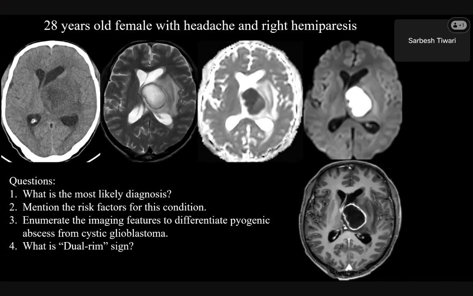What is a dual rim sign? And on which particular sequence are we supposed to comment on a dual rim sign? Inner high, outer low, DWI. Okay. Then anybody else? On GRE or on the SWI. So the sign was first described on a SWI sequence. Okay. Can anyone tell me why a dual rim sign is seen?